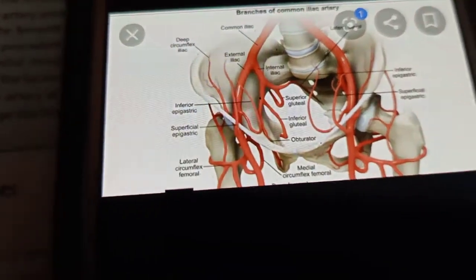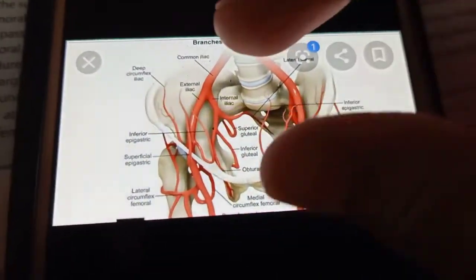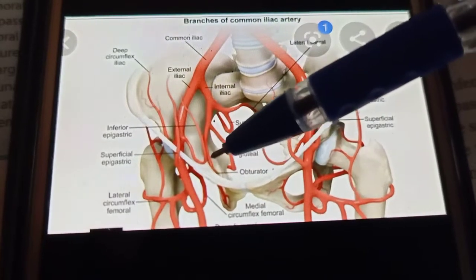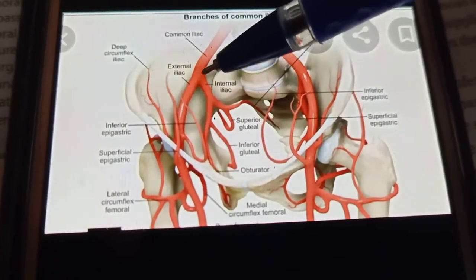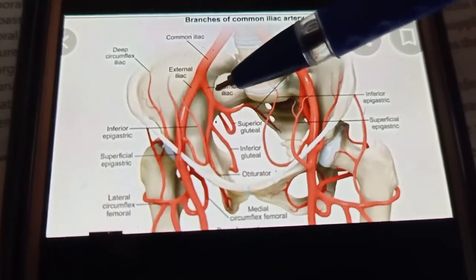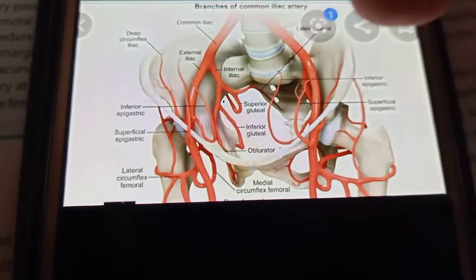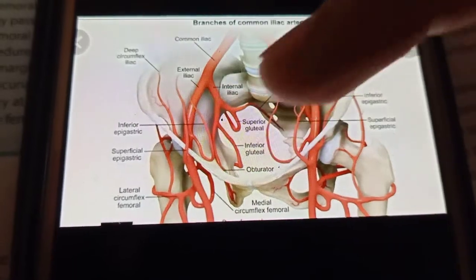If you see here, this is the obturator artery. Here you can see one more picture; this is the obturator artery. This is the internal iliac. From the anterior trunk, one artery is coming. This is the obturator artery.